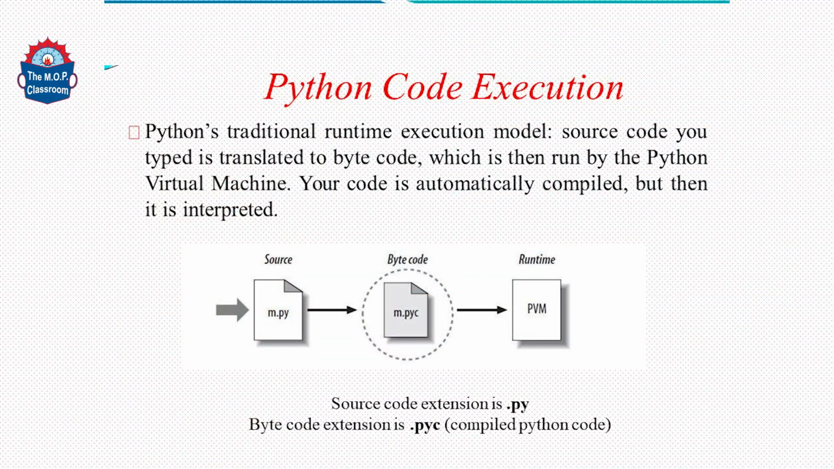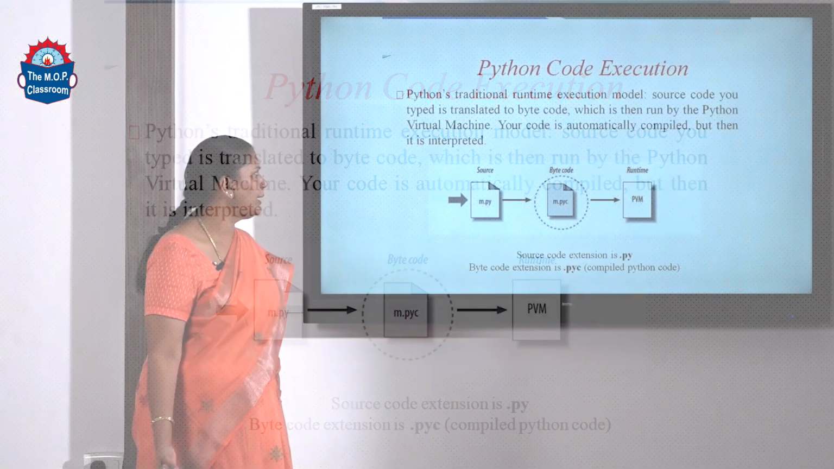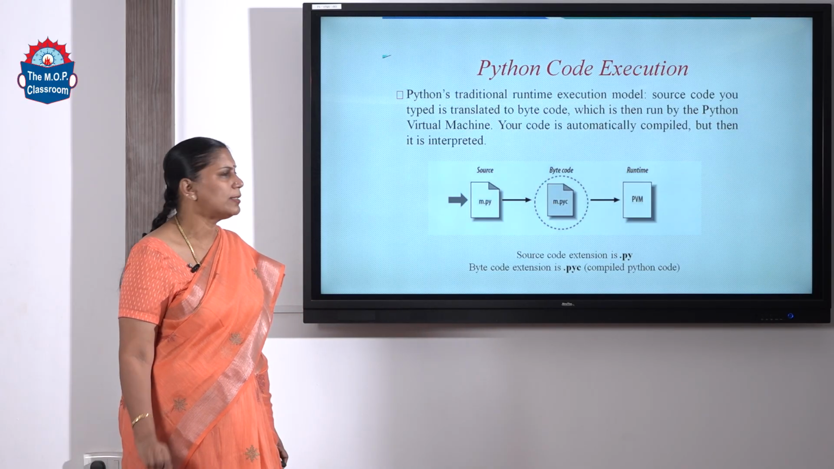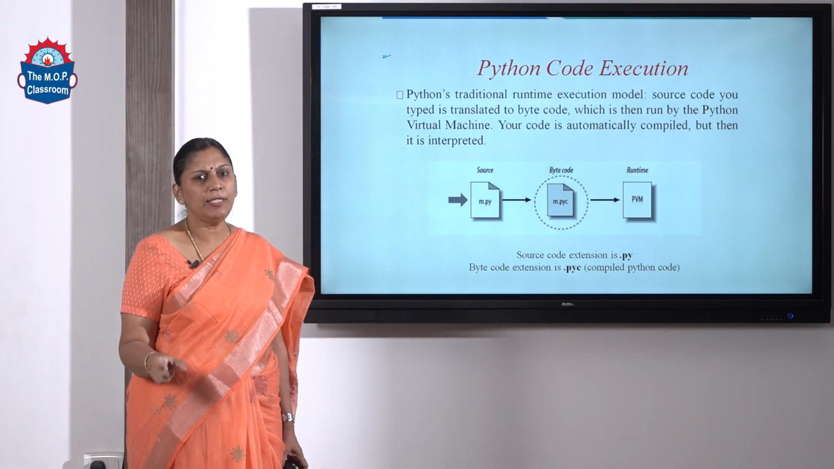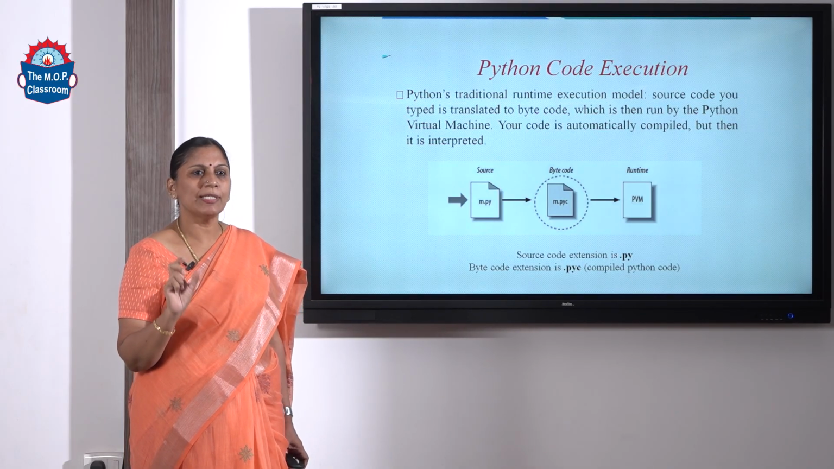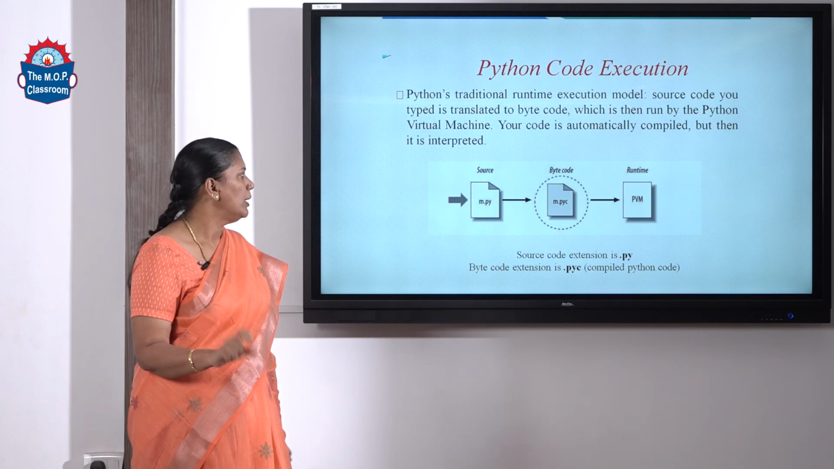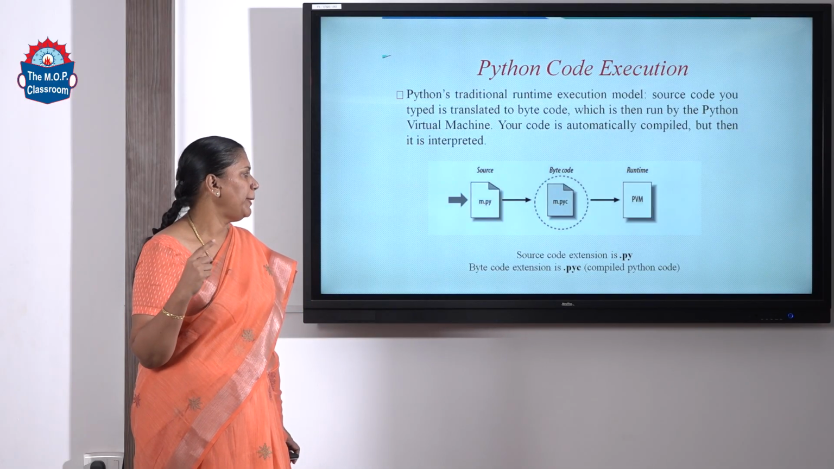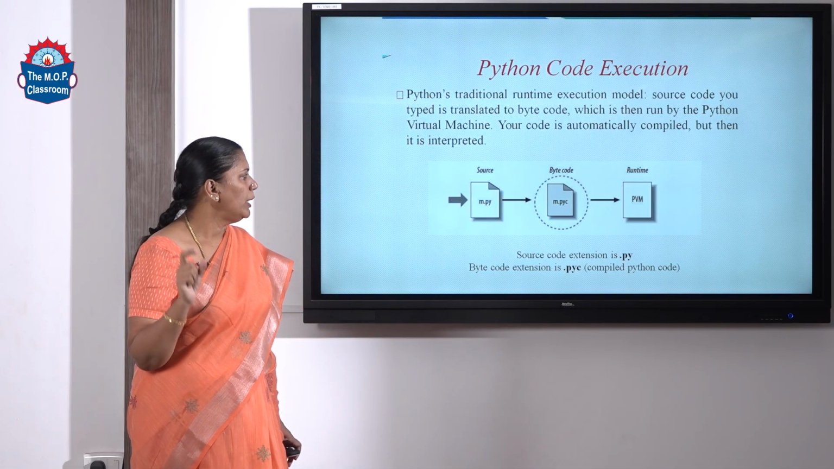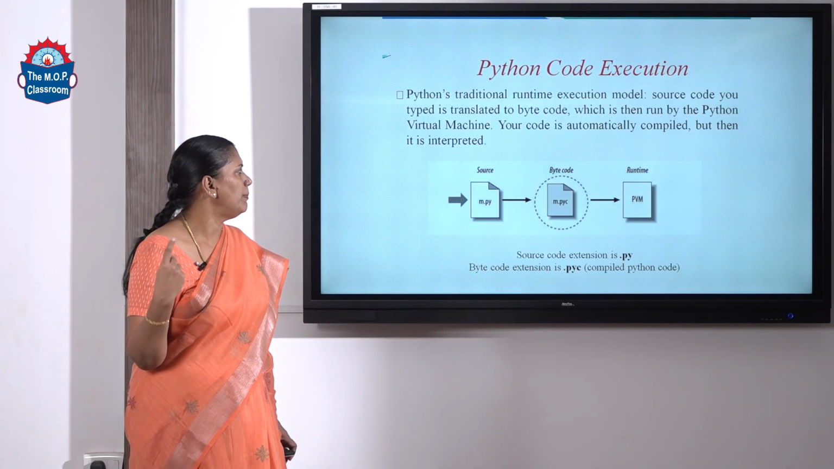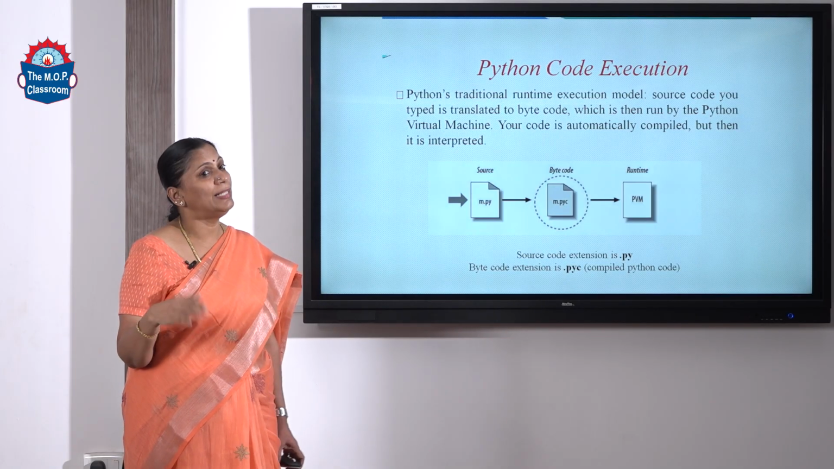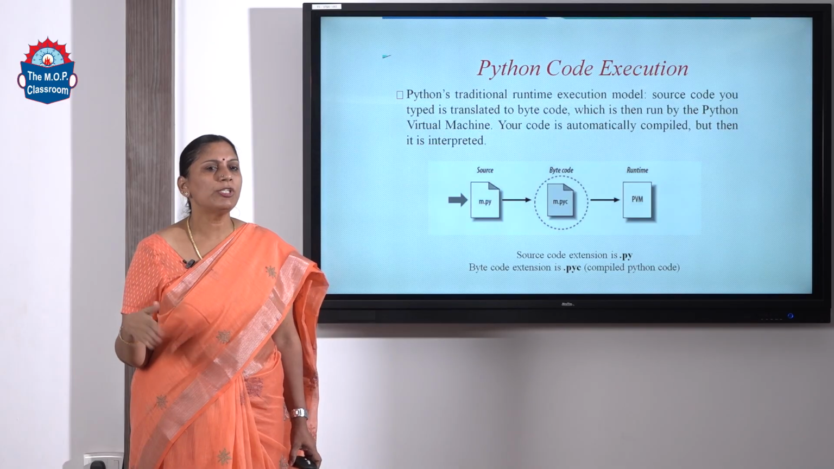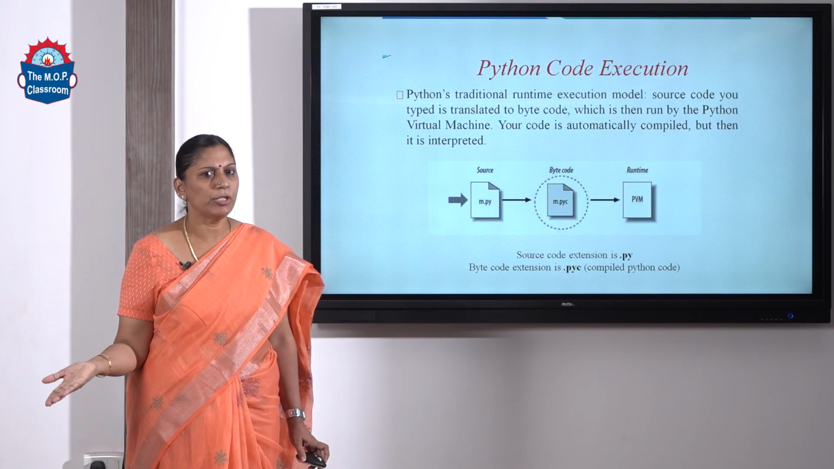How is the Python code getting executed? So this is a traditional runtime execution model. You write code in Python, that is a source code, which has the extension .py. m.py means the file name m.py is the Python code extension. This is a source code. The source code is converted into a byte code as m.pyc. pyc is a compiled Python code which is executed by the Python virtual machine. So your code is automatically compiled and then interpreted. So in this direct step, Python source code is converted into bytecode which is executed by the Python virtual machine to show the output.